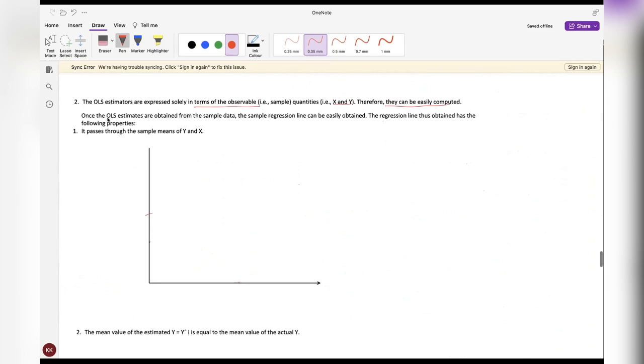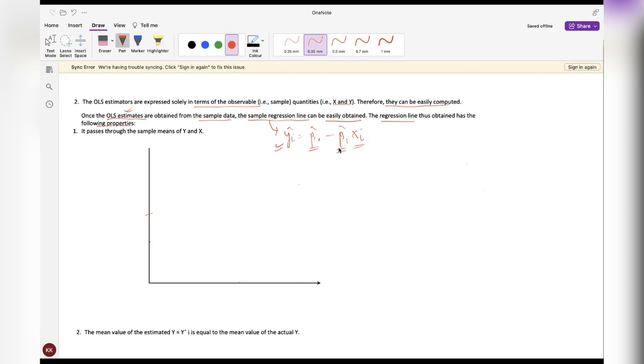Next, they are saying that once the OLS estimators are obtained from the sample data, the sample regression line can be easily obtained. So the regression line obtained has the following properties. What was our sample regression line? Our sample regression line was given as yi hat is equal to beta naught hat plus beta 1 hat into x, right? Now I have a given value of xi, and I have computed beta naught hat and beta 1 hat. So I can easily compute my sample regression line.